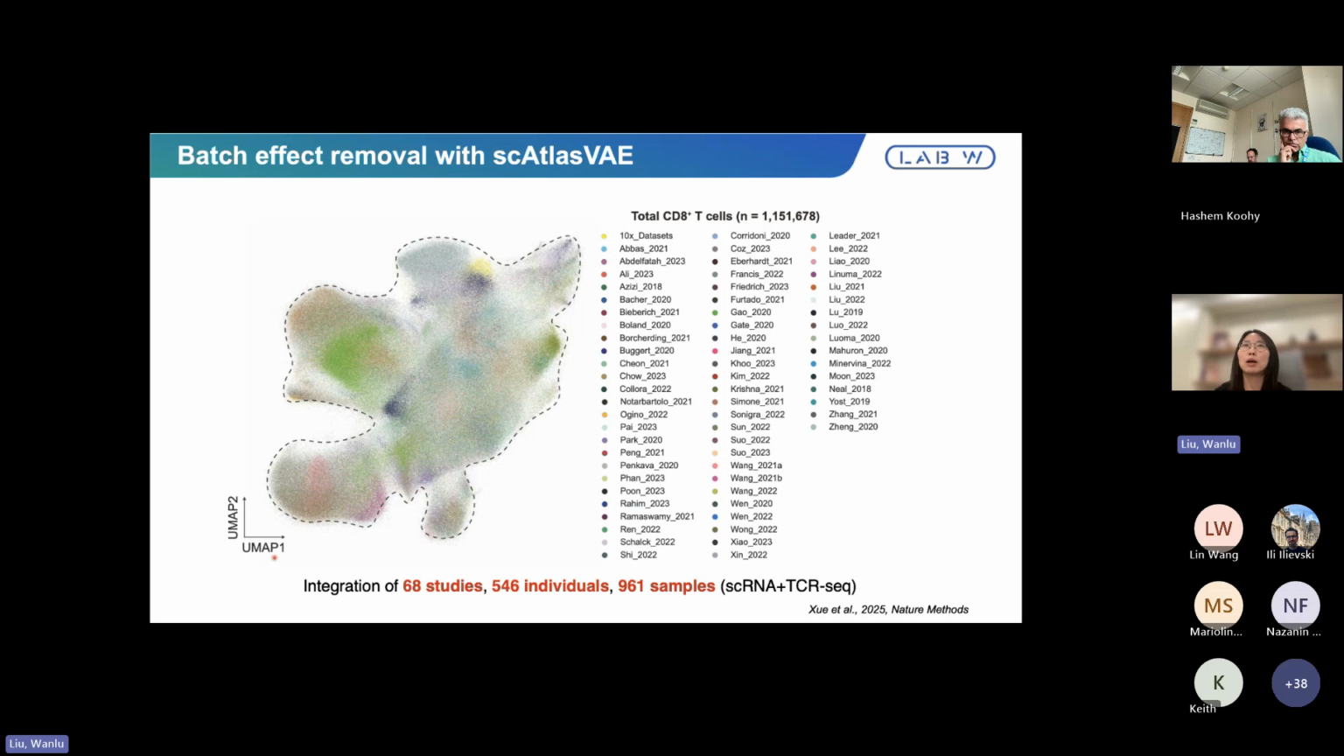And from this UMAP, I hope you can appreciate that the batch effect is nicely removed with our SC Atlas VAE. Even by integrating more than 60 studies, our method can correct those batch effects very nicely.